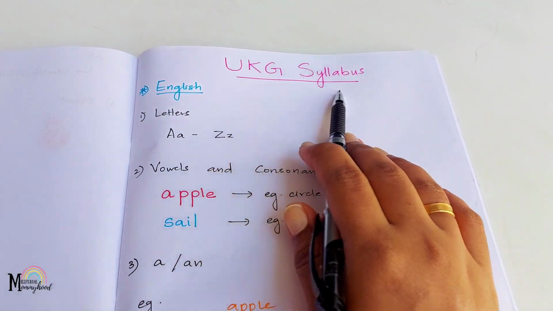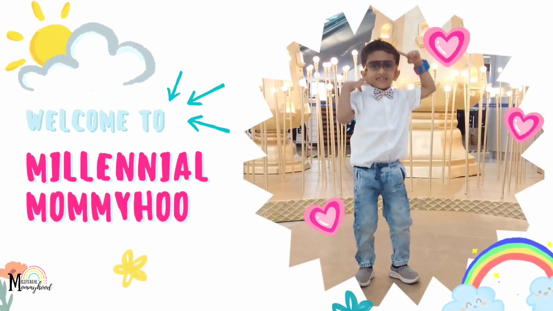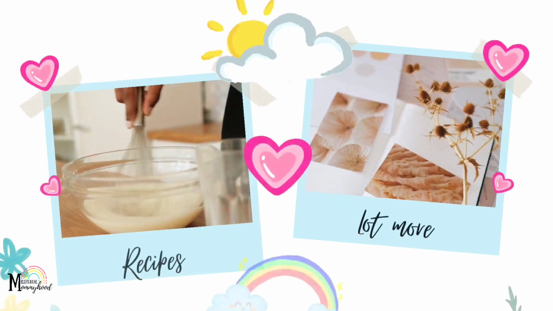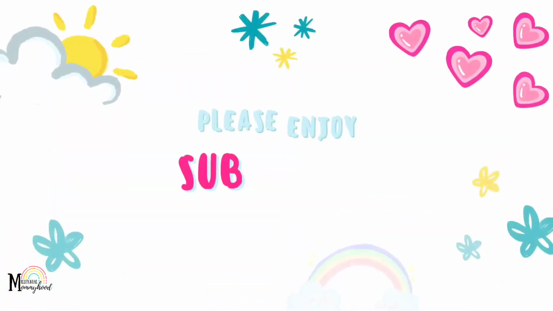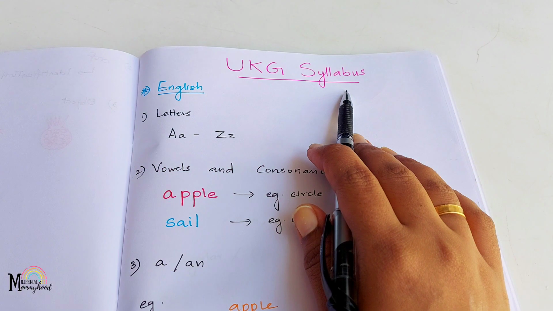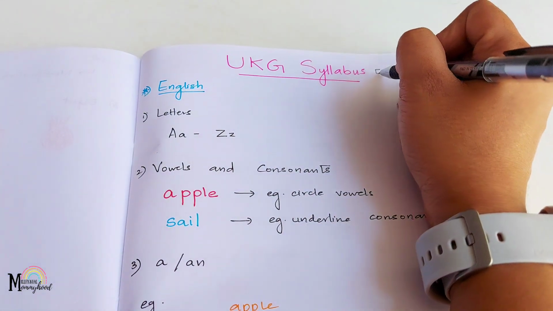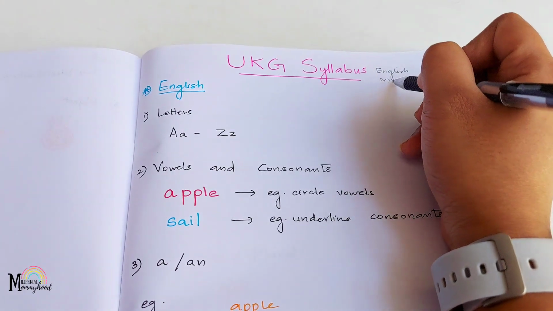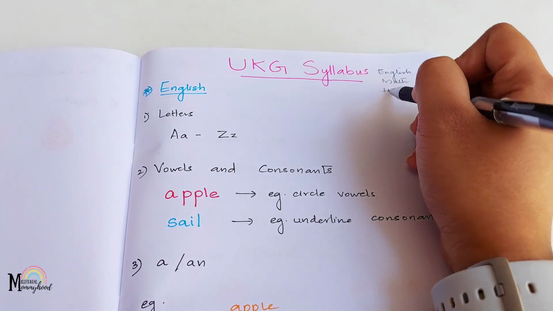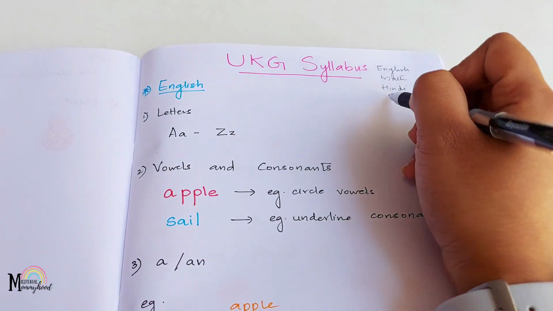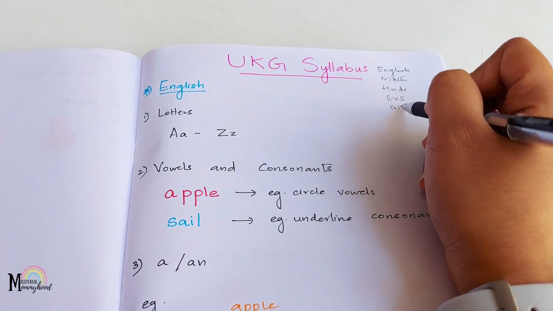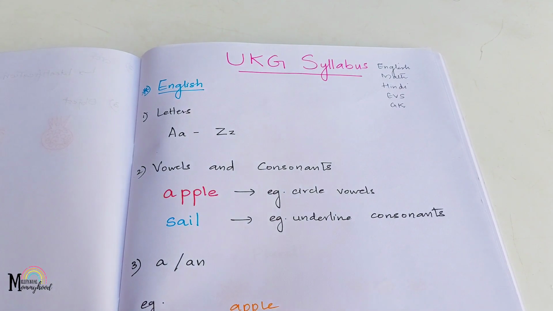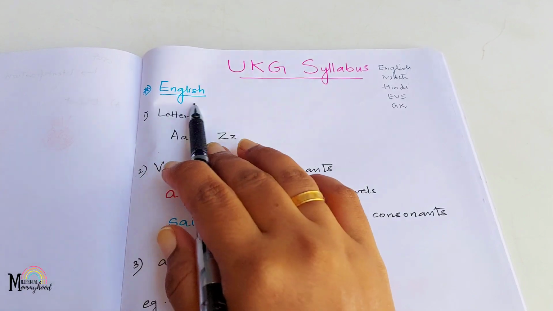Today we are going to discuss the UKG syllabus. UKG syllabus is primarily for children above the age of 4.5 years, and it is a continuation of what they have learned in nursery and LKG. So we are going to discuss the subjects English, Math, Hindi, EVS and GK in this video. These are the 5 subjects into which the entire UKG syllabus is divided.